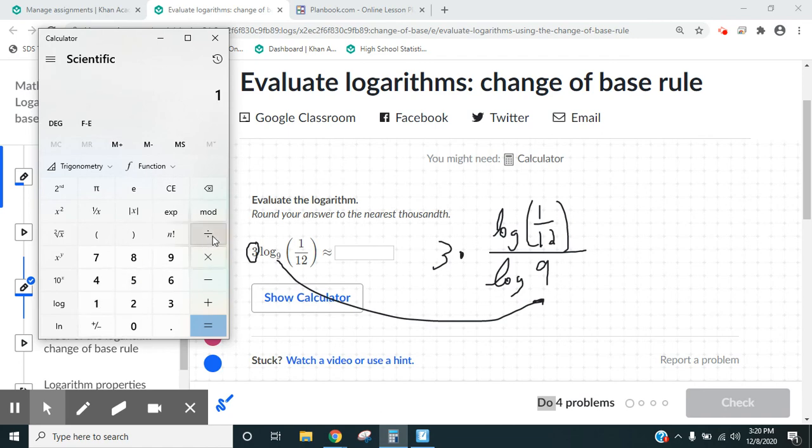So let's start with 1/12. Take the log of that, divided by the log of 9. That equals that number. And then the only difference between this assignment and the last assignment we did like this is we might have a number out in front. So now let's take that times 3. They ask us round our answer to the nearest thousandth. Thousandth is the third place. So we're going to say negative 3.393 on this one.